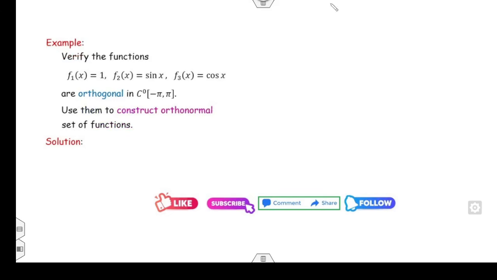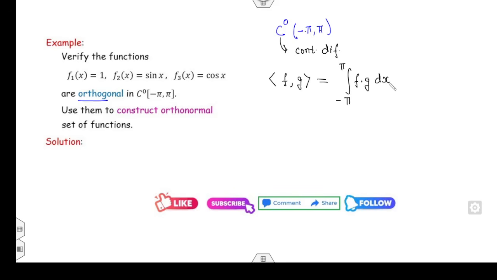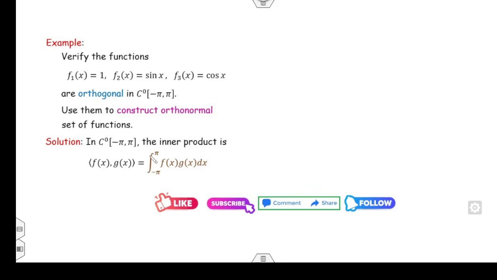Look at the next one. Verify the functions are orthogonal over C0, where C means the continuously differentiable functions. Fine. So if you have two functions f and g, we can define the inner product as the integral from a to b of f into g. That is the definition of the inner product space of C from minus pi to pi.